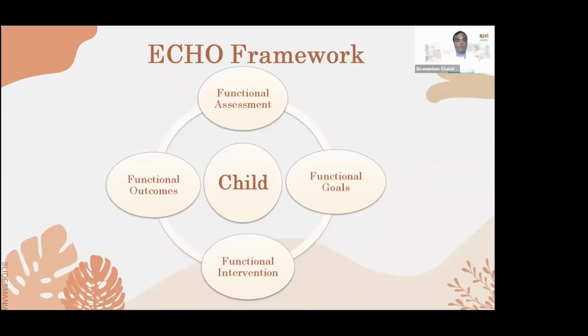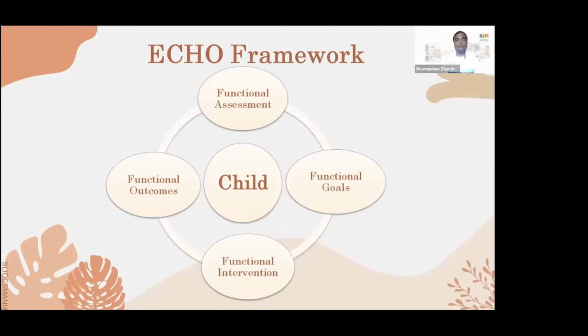How does the ECHO framework work? We start from functional assessment. This happens in two ways. One is a home visit observation and another is school-based observation. Based on this information, we know how the child is functioning at home and in the classroom across different routines, and we also identify what the parent concerns and parent preferences are. Then we set the functional goal based on the parent concerns and preferences.